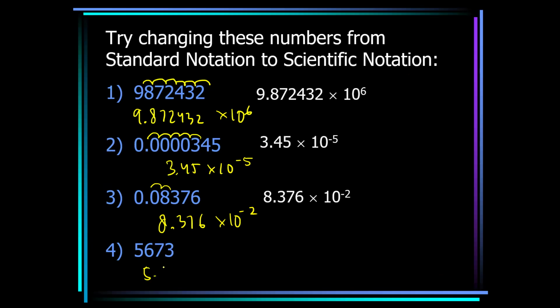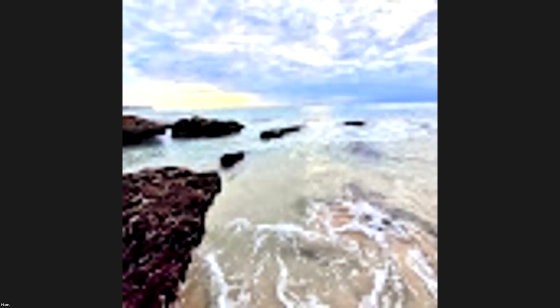This is 5.673. Go right. 1, 2, 3. Go right. 10 power 3. 3 steps. That's it. And we finish. Okay. Now on the next topic, we're going to learn about the other way.